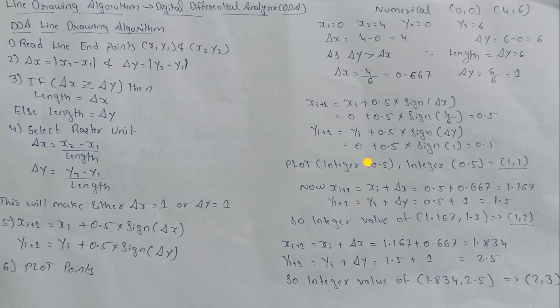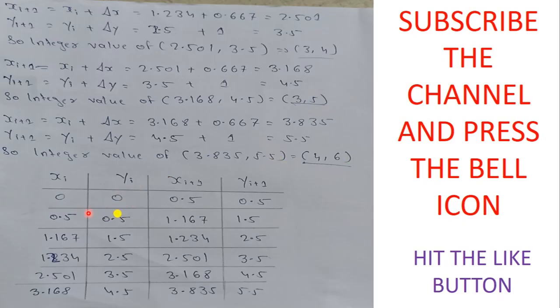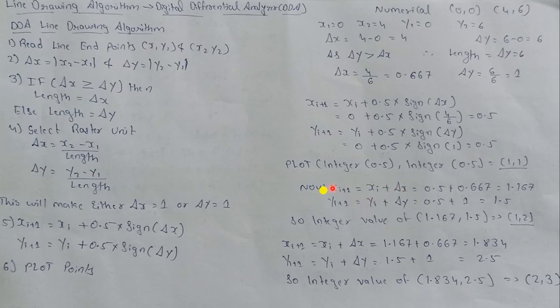Now we have to take, see here, to find out the next points, we have taken xi plus 1 equal to xi plus delta x.